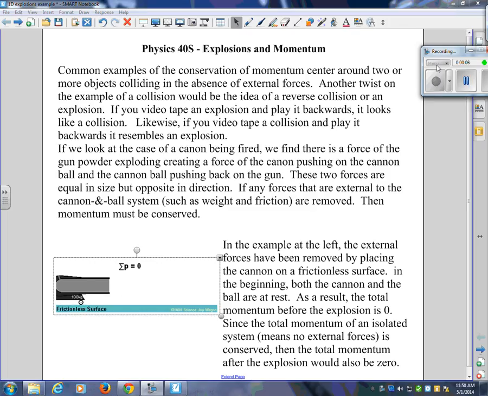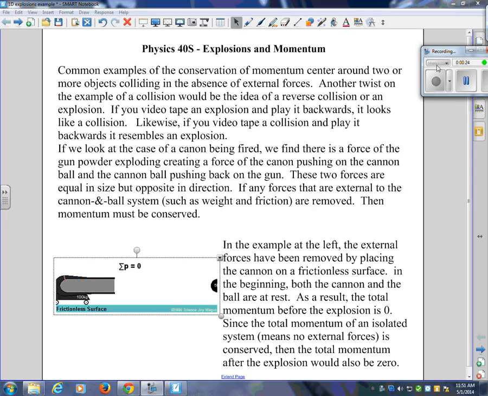Let's talk about explosions and momentum. Up to now we've been talking about an object hitting another object, but what if there's just something at rest and it breaks into pieces, which is sort of the definition of an explosion.